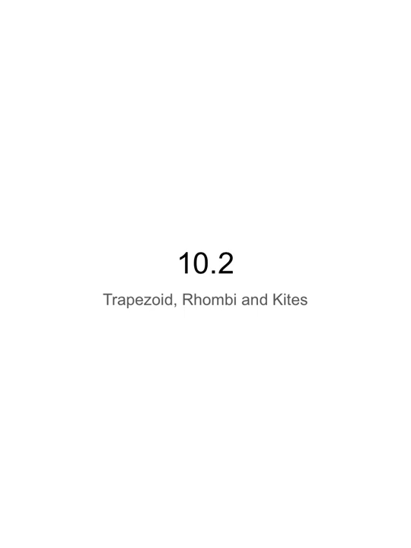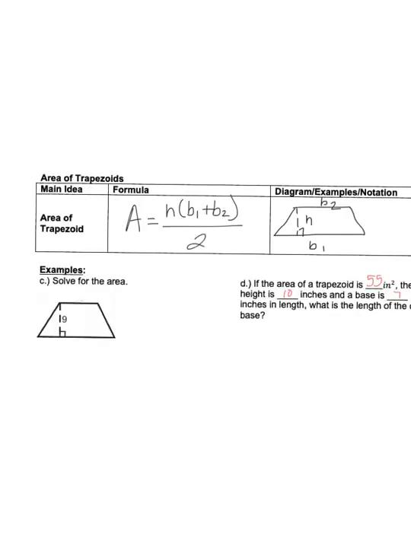10.2, we are going through trapezoids, the rhombus, and the kite. So the area of a trapezoid is A equals the height times base 1 plus base 2 divided by 2. Again, your base and your height have to be perpendicular. It doesn't matter which one's base 1 or base 2. Your height, though, again, has to be perpendicular to the bases.